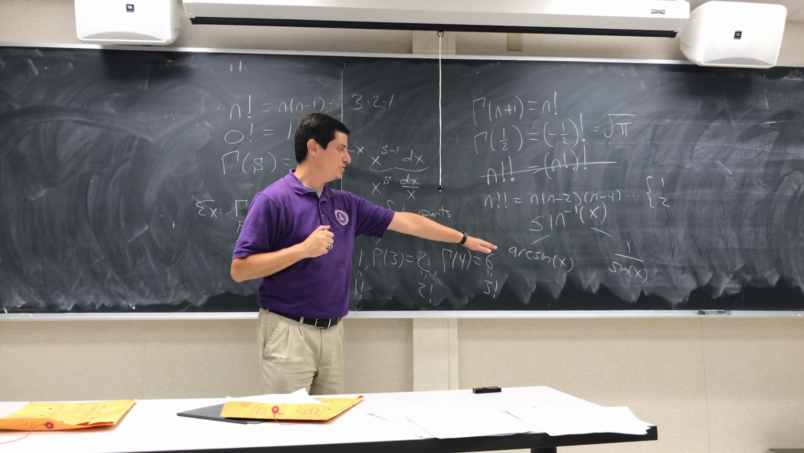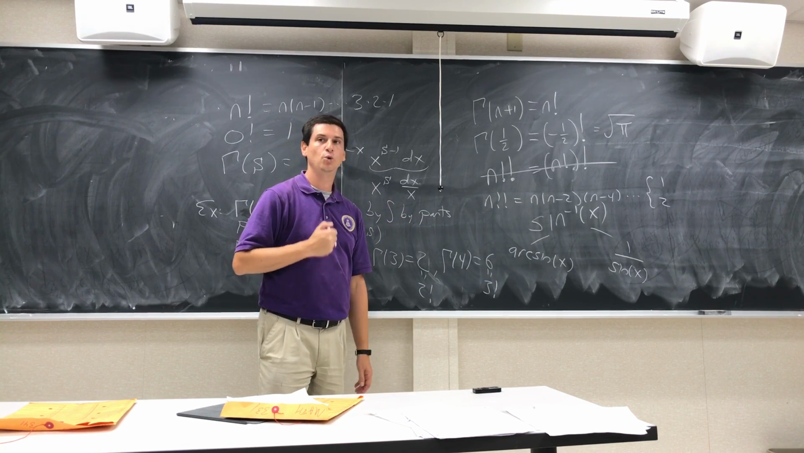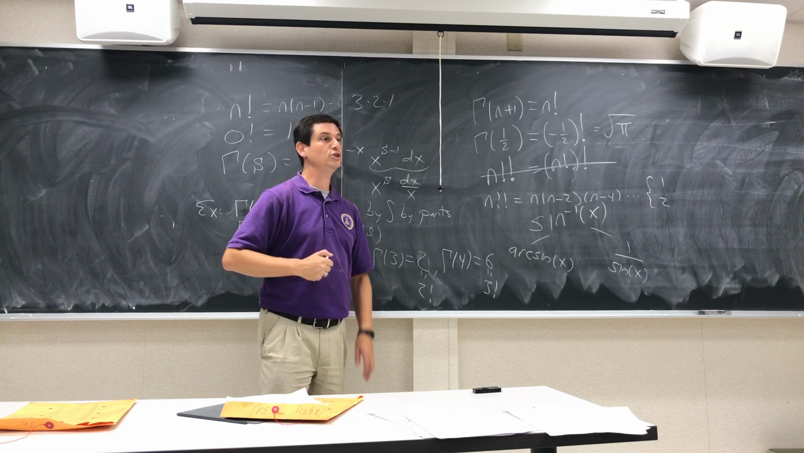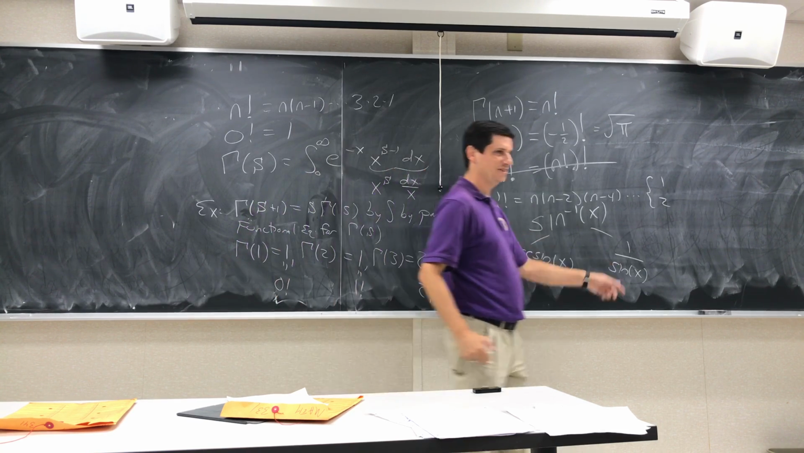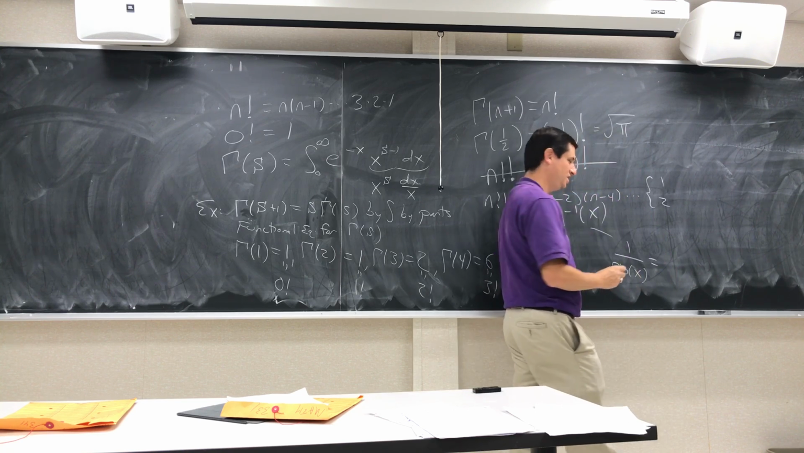This is why it's actually good notation to use things like arc sine to be clear what you mean. There's a lot of bad notation in mathematics. What's 1 over sine? What do we call that? Cosecant.